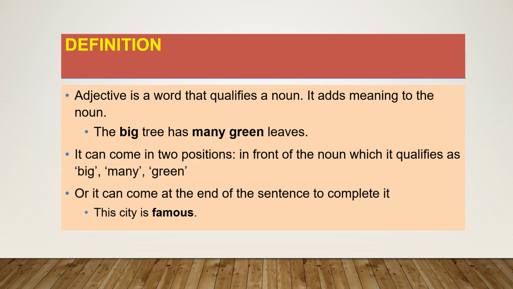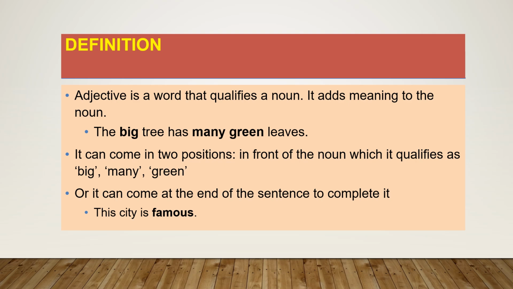Adjective is a word that qualifies a noun. It says something about the noun in the sentence. It can be added to the subject or the object noun. It adds to the meaning of the noun. The noun gets clearer when you have an adjective.